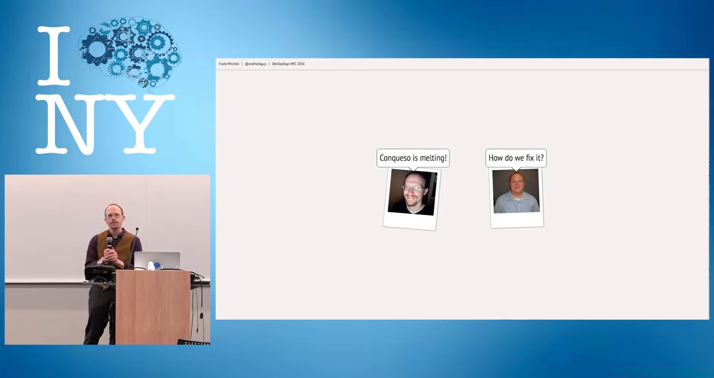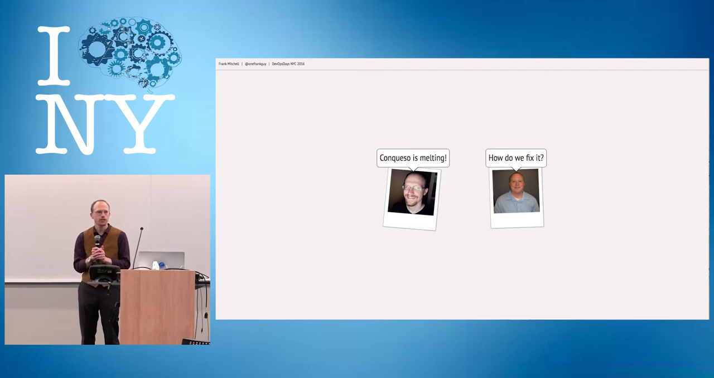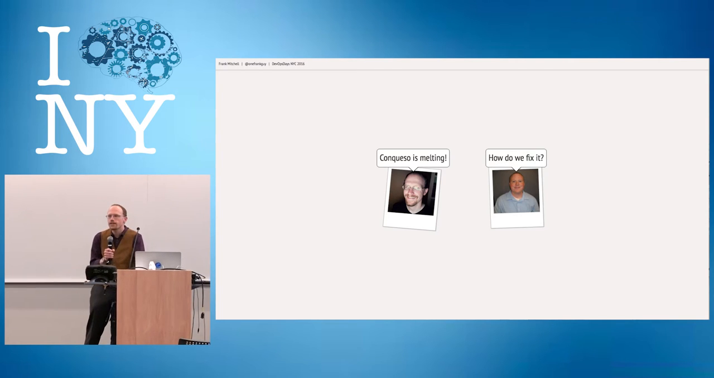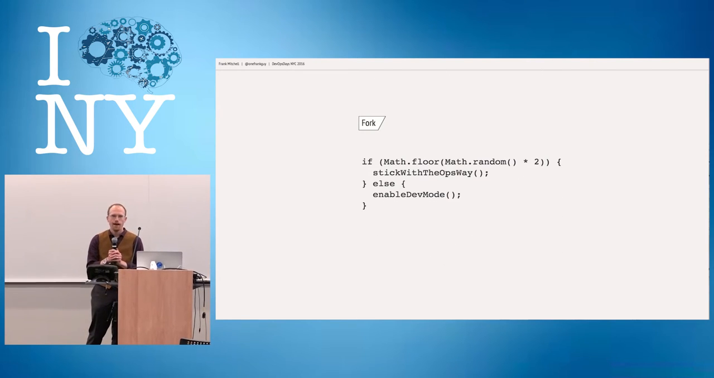But about 9 months ago, we ran into a problem, right? Conqueso was falling over. We were running too many Java services, and it just couldn't keep up with the load. So we're like, what are we going to do? How are we going to fix this? And we realized we had a decision point. As a team, we could fix this the traditional ops way. Or we could take a new approach.